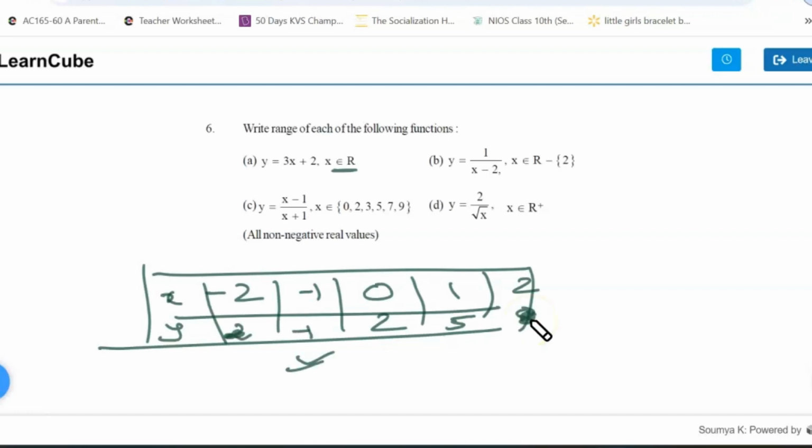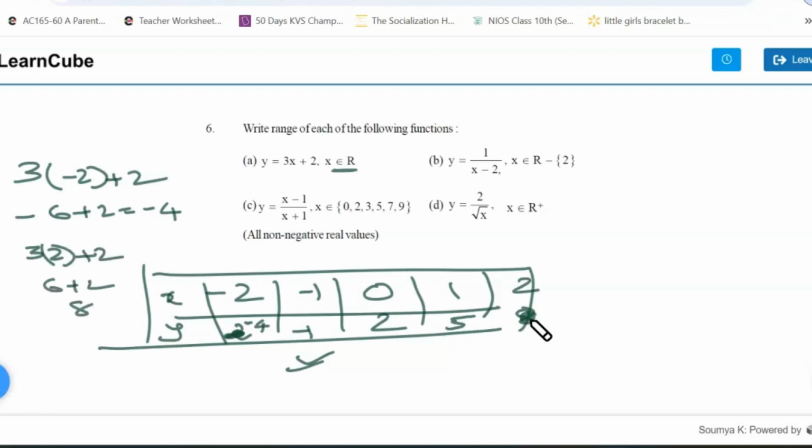And let's solve this. For minus 2, it is 3 into minus 2 plus 2, that is minus 6 plus 2, that is minus 4. It is minus 4 here. And for 2, 3 into 2 plus 2, that is 6 plus 2, 8. So the value is 8. Like that you have to substitute and find out each and every value.